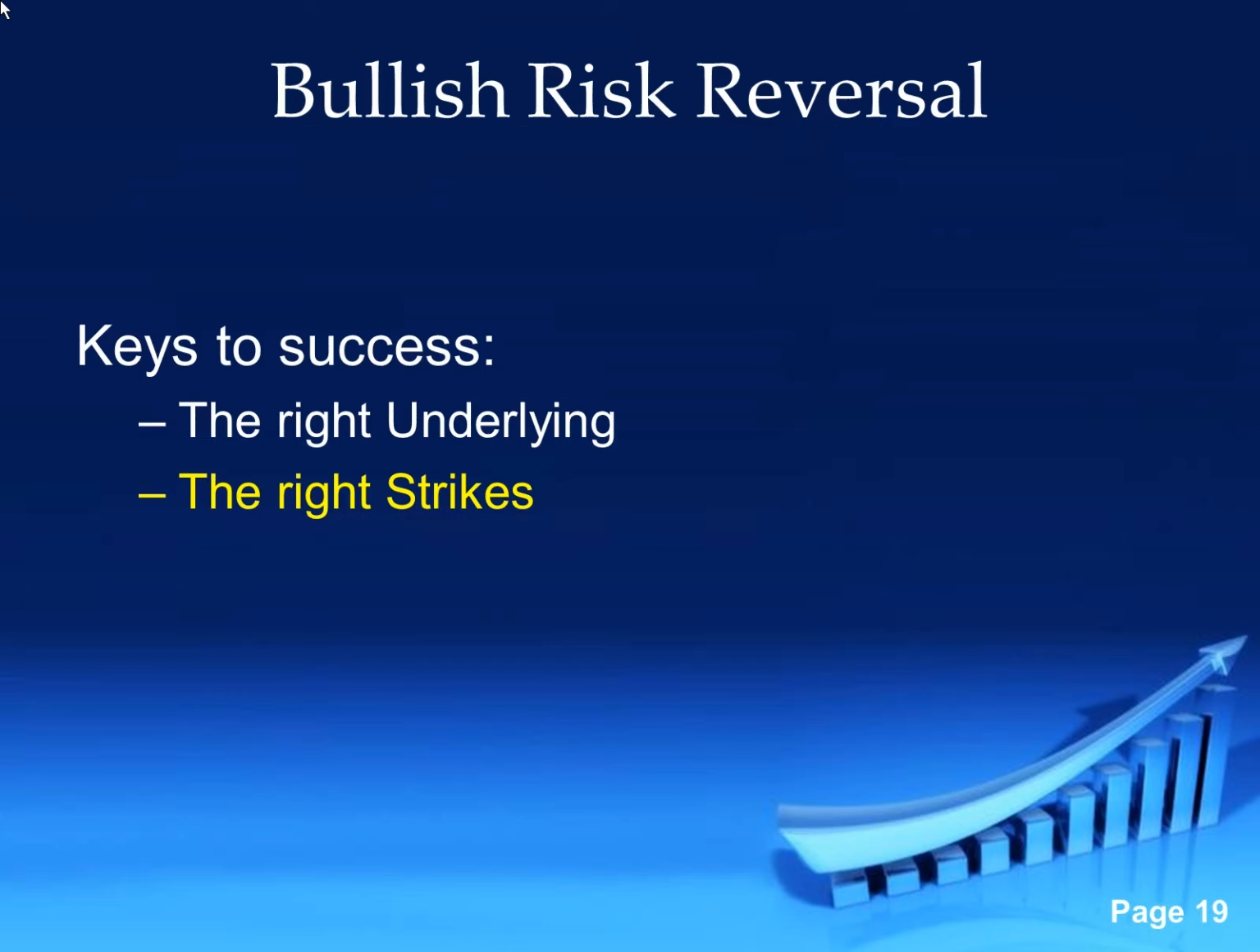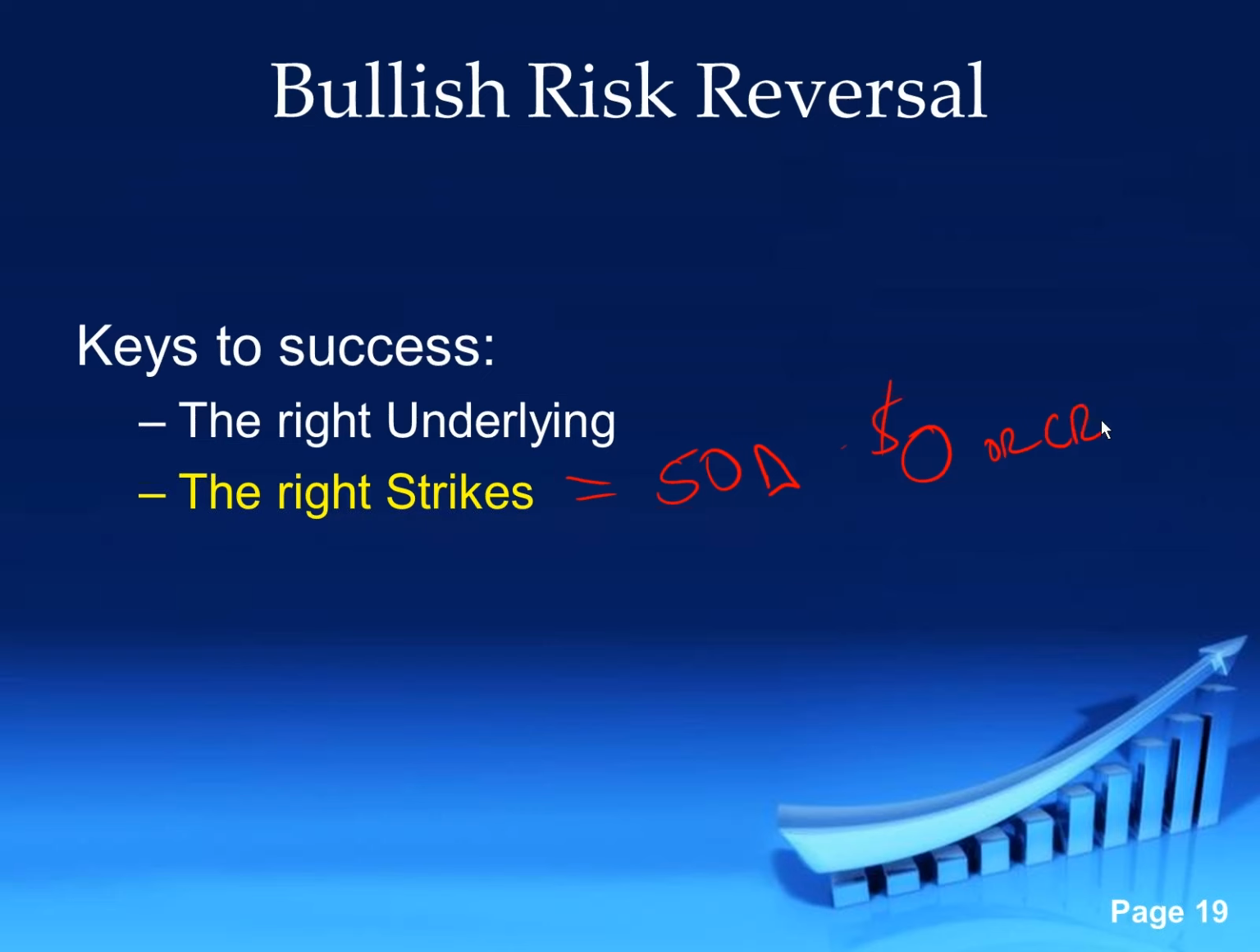All right, and the right strikes. I've mentioned this several times. What we're going to try to do is make this equal to about 50 deltas, all right? So that's going to determine our strike locations, those out of the money call and out of the money put. And just as important as that, we want to do it for $0 or a credit, all right?